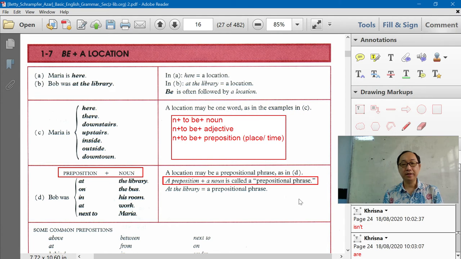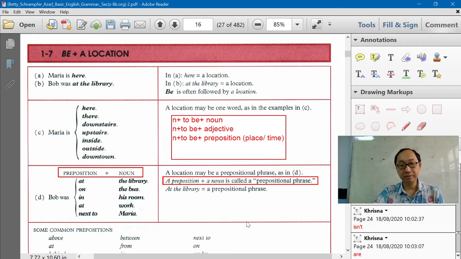And then we can combine with the verb to be. For example, Maria is here. Pop was at the library. Maria is here. Maria is there. Maria is downstairs. Maria is upstairs. Maria is inside. Maria is outside. Maria is downtown, and so on. So here is a location, and the library is a location.